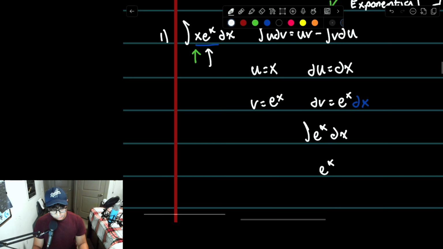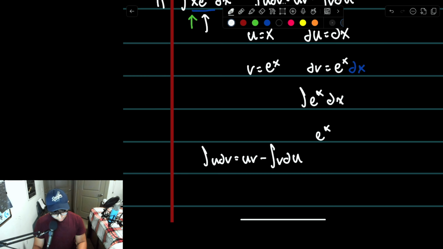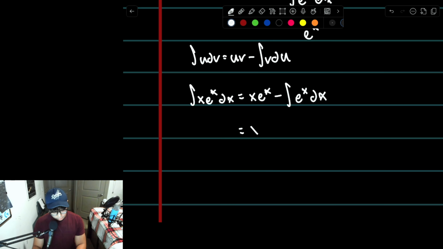So solving this will be fairly simple now. All we do is just plug in to this formula. So we know our u is x, our dv is e to the x dx, and that will set equal to x times e to the x minus the integral of e to the x dx. We then find the integral, which turns out to be e to the x, and then don't forget to add our constant. And there we go. We solved our very first integration by parts.